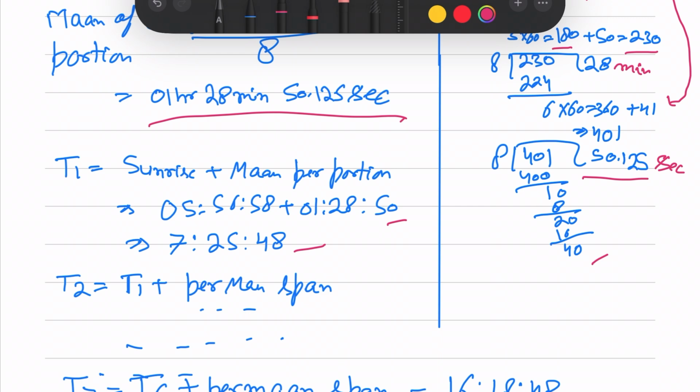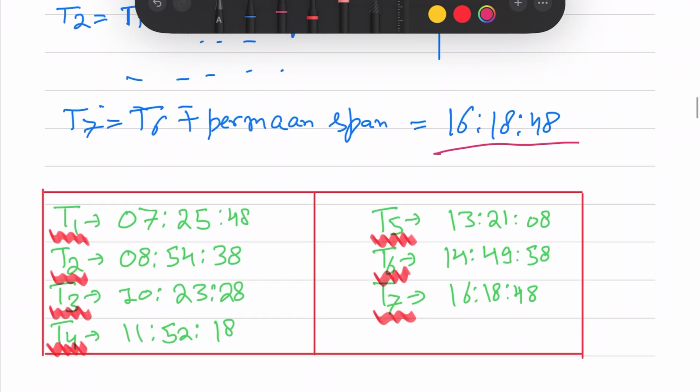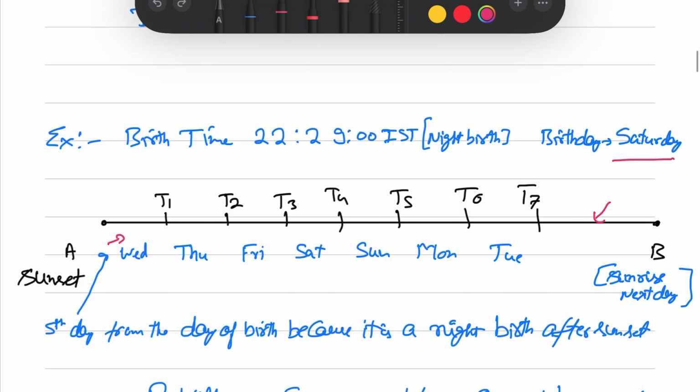From T1 we calculate T2, from T2 we calculate T3 and so on. So T1 plus Man per span is coming out to be 16:18:48. So I have noted down the values of T1, T2, T3, T4, T5, T6, T7. T1 starts at this time and ends here where T2 starts, and T2 starts here and ends here where T3 starts, and so on.